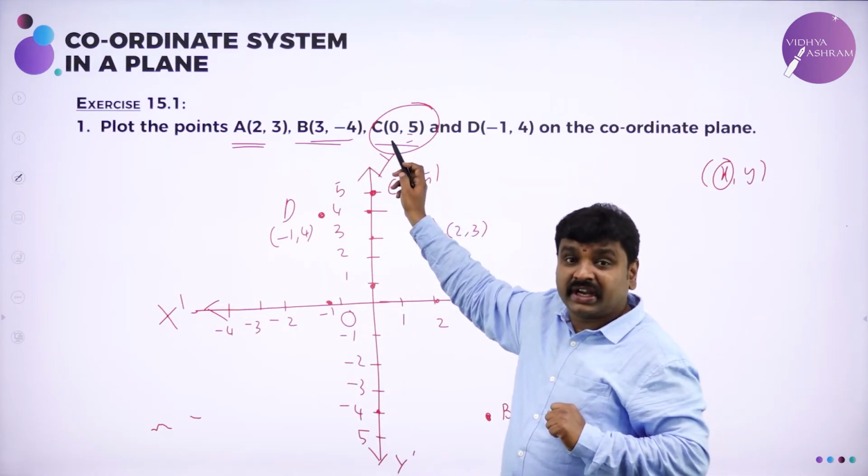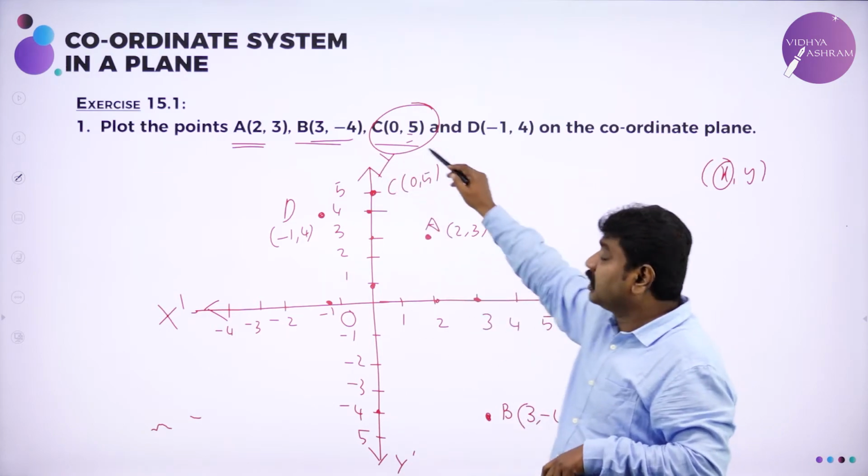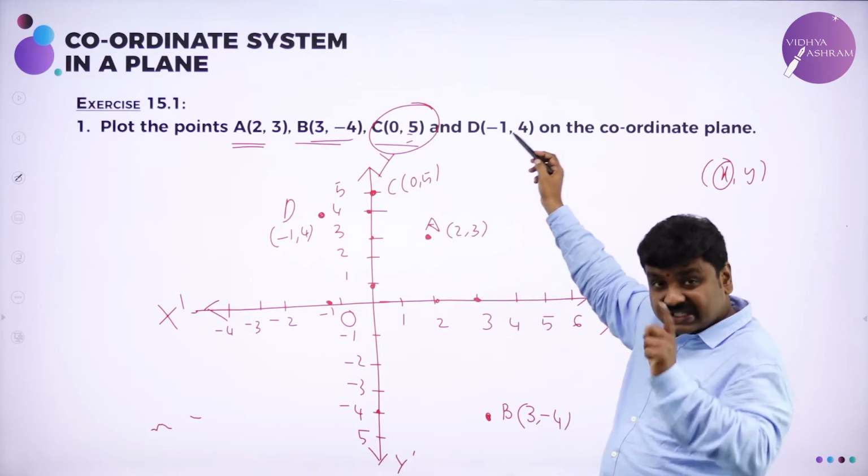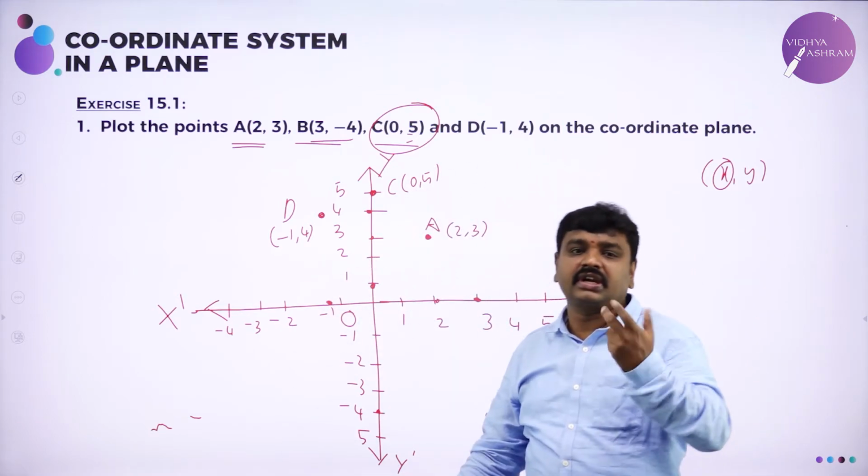Here x positive, y negative, so it is in the fourth quadrant. Here x is 0, y is there, so it's a point on the y axis. And here x negative, y positive, it is in the second quadrant.